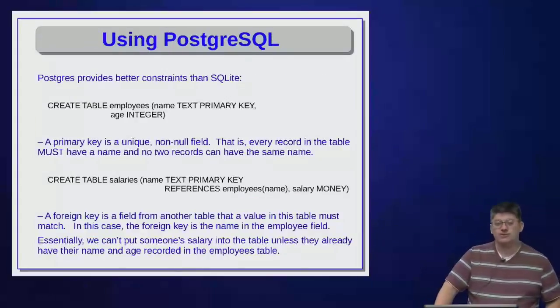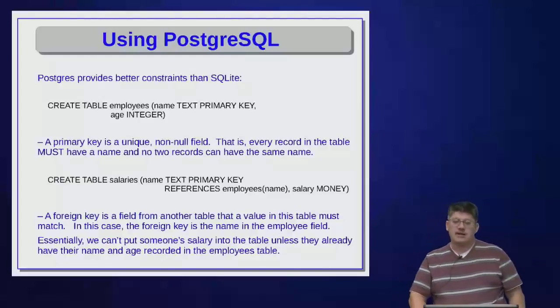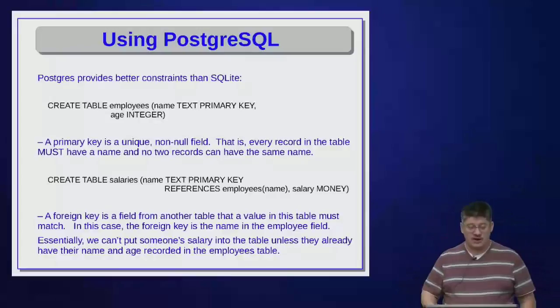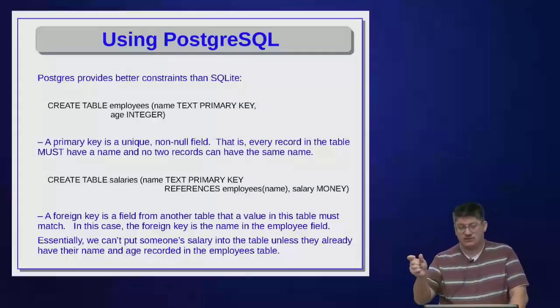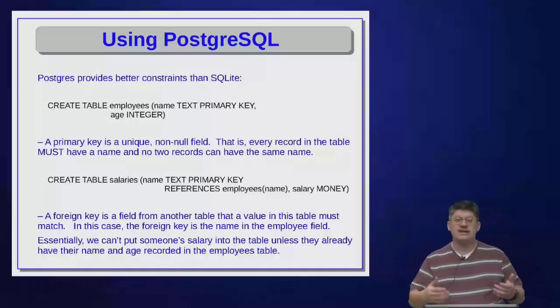So why would I want to use PostgreSQL instead of SQLite? We talked about some of the disadvantages of SQLite earlier, but let's see some of the advantages of Postgres. So it provides better constraints. So for example, if I create an employees table that has a name and an age, I can mark that name as a primary key. I just say name, text field, primary key. And a primary key is just a unique non-null field.